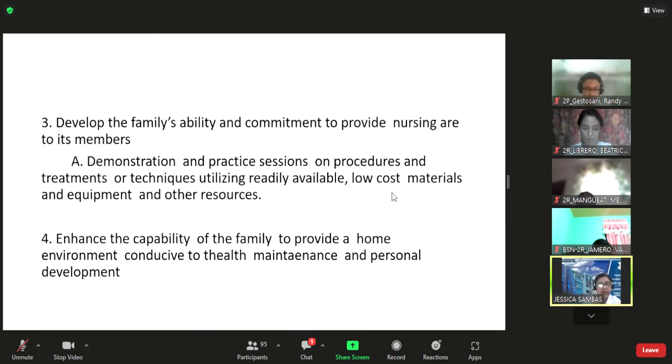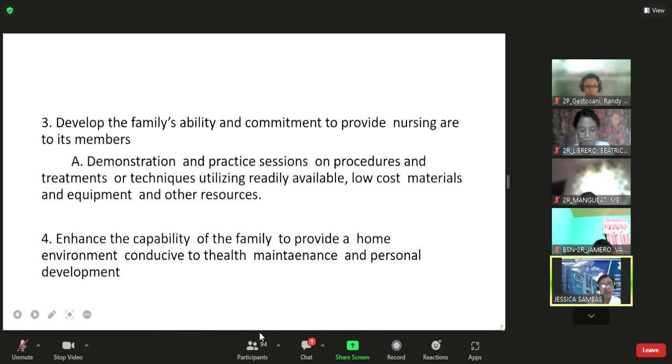Like for example, under here, you have demonstration, practice sessions, and procedures. Minsan, it's not enough lang po na puro statement, verbalization lang tayo. There are really problems, existing health problems within the family that require ability. They must show commitment that they have to do it. That's why we let them demonstrate certain techniques, using demonstration, practice sessions and procedures, treatments or techniques utilizing readily available low-cost materials and equipment and other resources. So yan po, pinapa-return demonstrate.